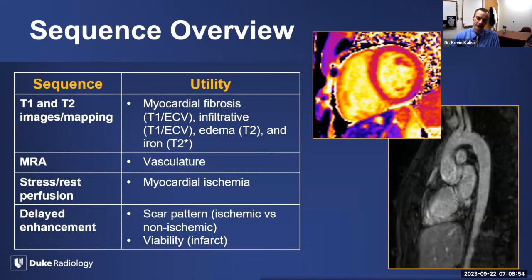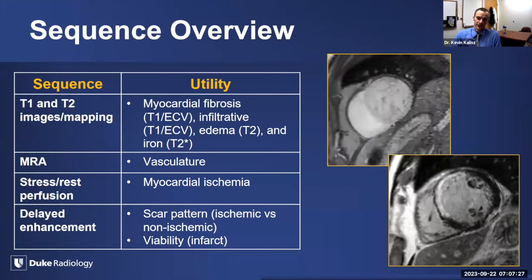And then delayed enhancement. I mentioned from a structure and function standpoint, the Cine SSFP images are essentially your workhorse. But delayed enhancement, I would argue, is the second most, if not the most, important part of cardiac MR. This will give you a good look at scar pattern, basically the ability to differentiate ischemic versus non-ischemic patterns. And if you do have an ischemic injury or an infarct pattern, there is the concept of viability, which is generally defined as the probability of functional recovery after revascularization, whether with stent or surgery.